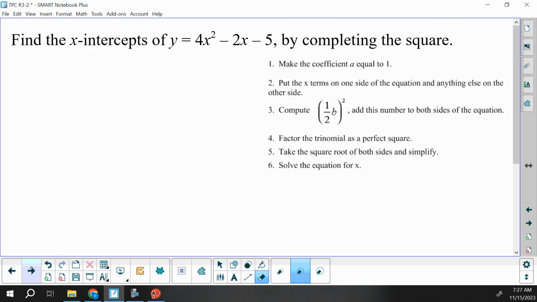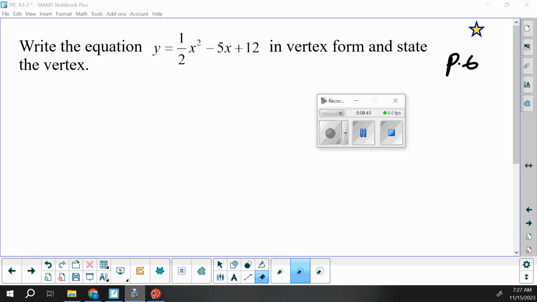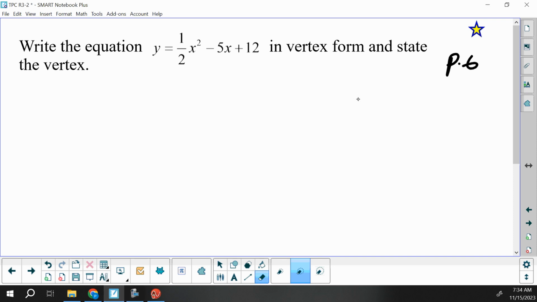All right, we are going to skip the question on the bottom, and we're going to move over to the top of page 6. On page 6, we're given an equation that is in standard form. This is a quadratic, and we want to put it in vertex form.